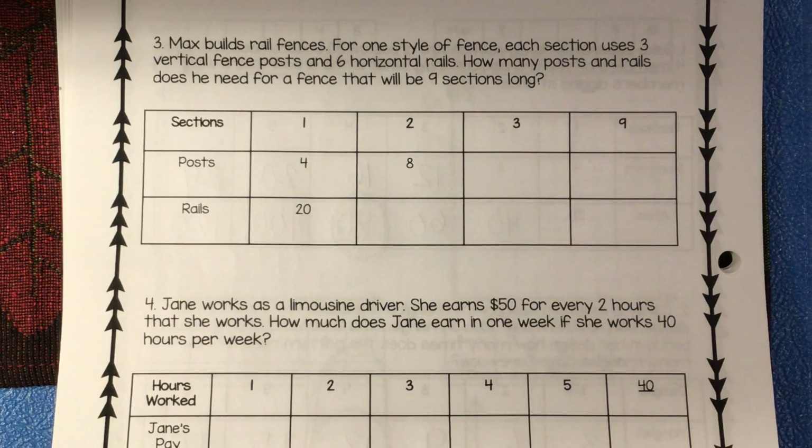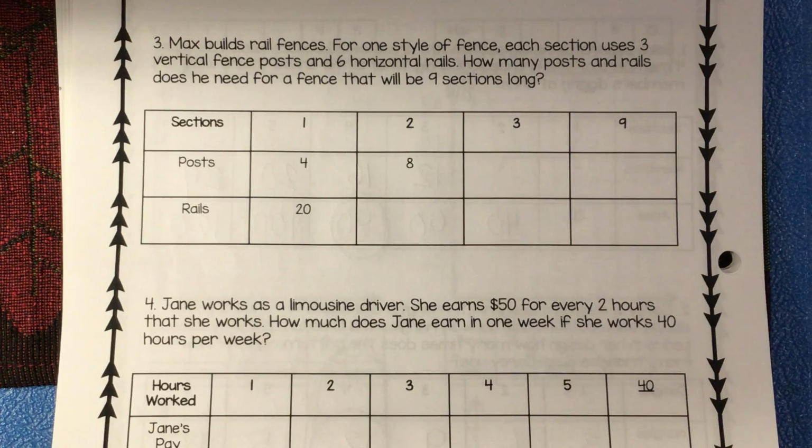Max builds rail fences. For one style of fence, each section uses 3 vertical fence posts and 6 horizontal rails. How many posts and rails does he need for a fence that will be 9 sections long? You're like, Mrs. Denny, I have no idea what they're asking. Don't worry.